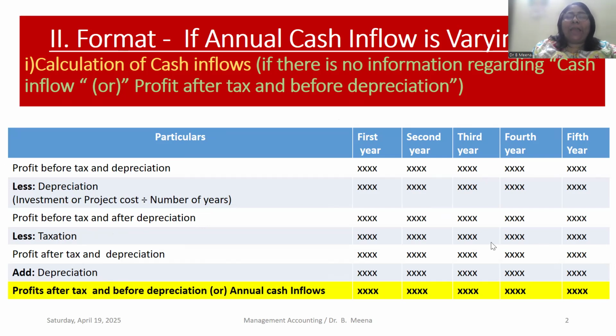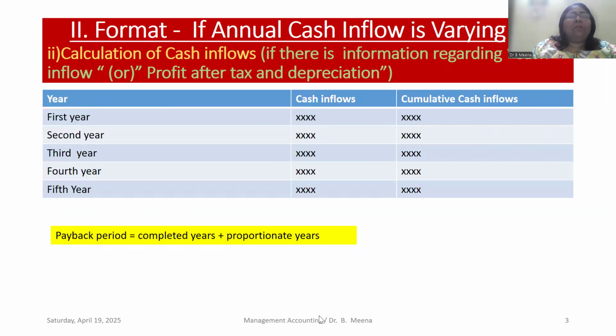So in case the cash inflow is not constant for all the years, we need to work out separately the annual cash inflows for each and every year like this. Once you know the annual cash inflows, then we need to work out the cumulative cash inflows of all the years. Because the formula to calculate the payback period, in case annual cash inflow is varying, is completed years plus proportionate years.